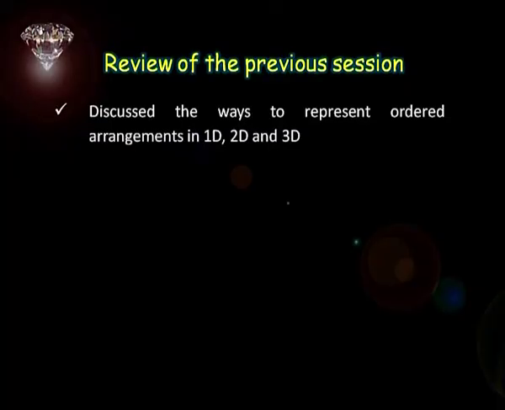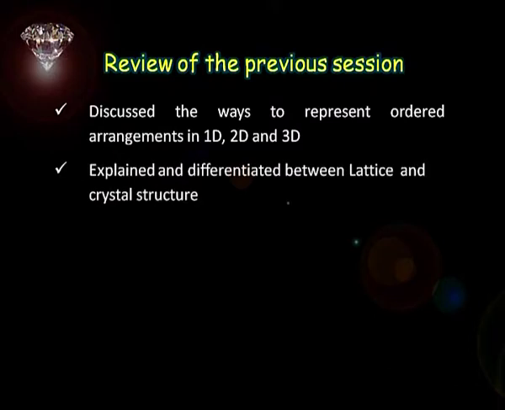Let us make a beginning by recalling what we did in the previous session. In the previous session, we discussed the ways to represent ordered arrangements in 1 dimension, 2 dimensions and 3 dimensions in terms of a lattice and things like that. Thereafter, we worked out and explained in detail a differentiation between the meaning of a lattice and the crystal structure. You will recall that a lattice is a representation of a 3-dimensional or any ordered arrangement, whereas crystal structure refers to the repeated pattern of the motifs in the crystal.